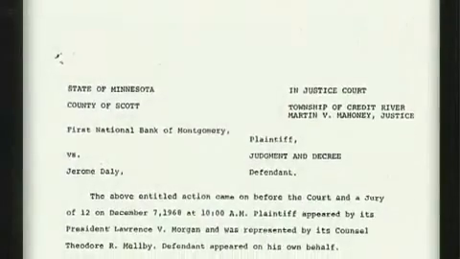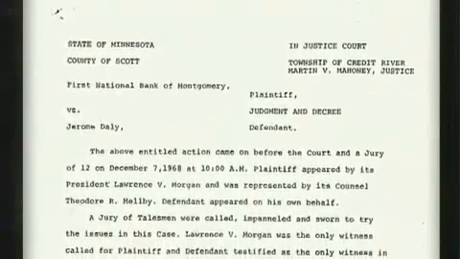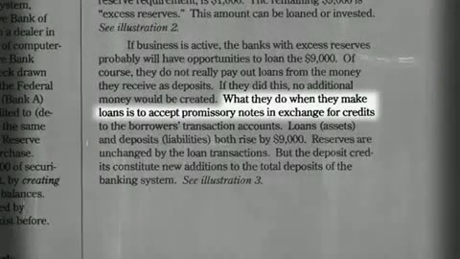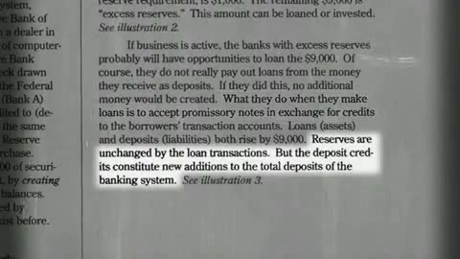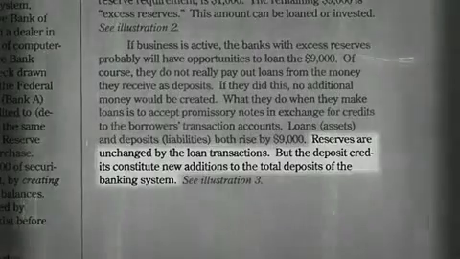Mr. Daly explained that the money was, in fact, not the property of the bank, for it was created out of nothing as soon as the loan agreement was signed. Remember what Modern Money Mechanics stated about loans? "What they do when they make loans is to accept promissory notes in exchange for credits. Reserves are unchanged by the loan transactions, but deposit credits constitute new additions to the total deposits of the banking system." In other words, the money doesn't come out of their existing assets. The bank is simply inventing it, putting up nothing of its own, except for a theoretical liability on paper.